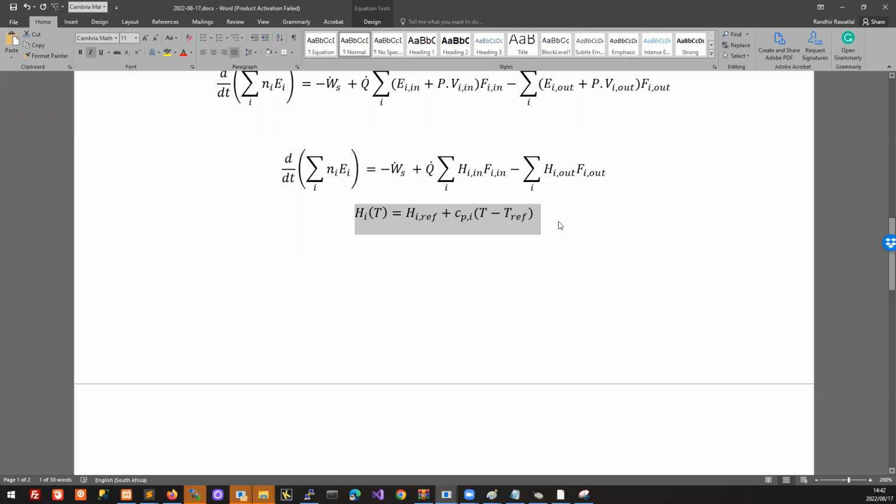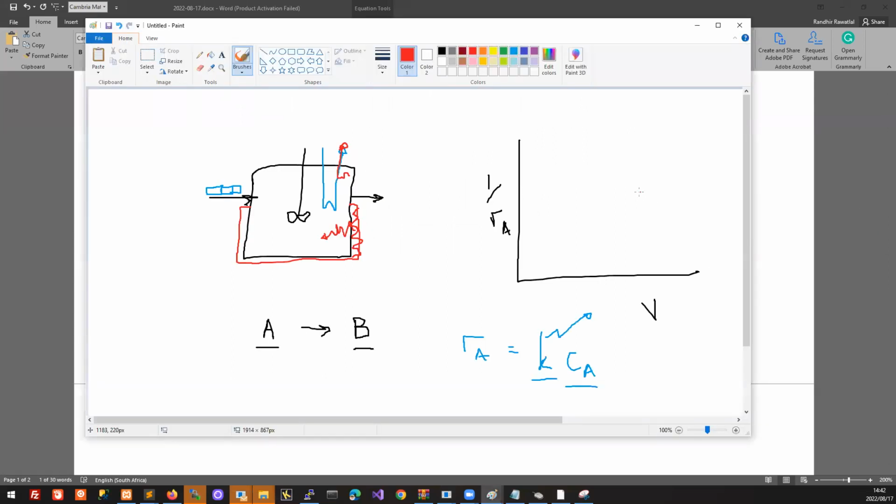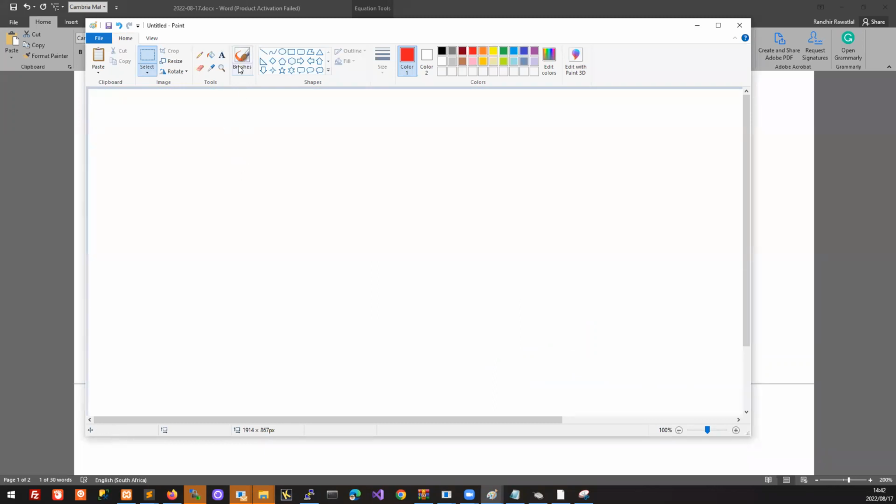If you have a phase change, let's do a little sketch for that. So here's enthalpy. We are plotting enthalpy as a function of temperature. And we have some reference value. So for example, this is the heat of formation of our component I. So there's our heat of formation. And this is at some specific temperature T, let's call it T F.